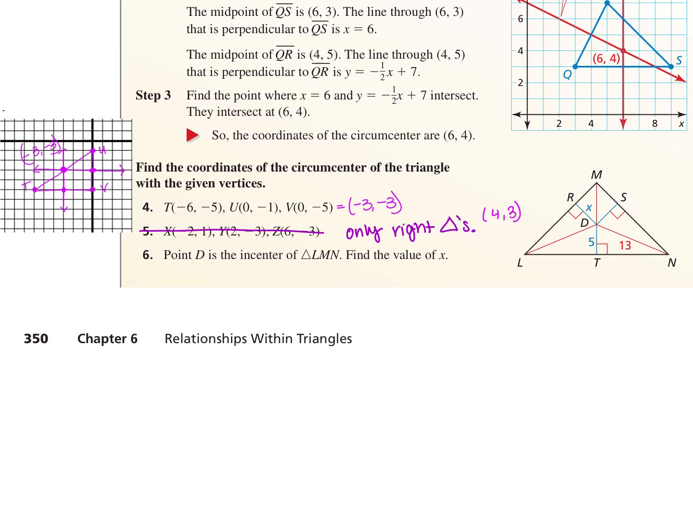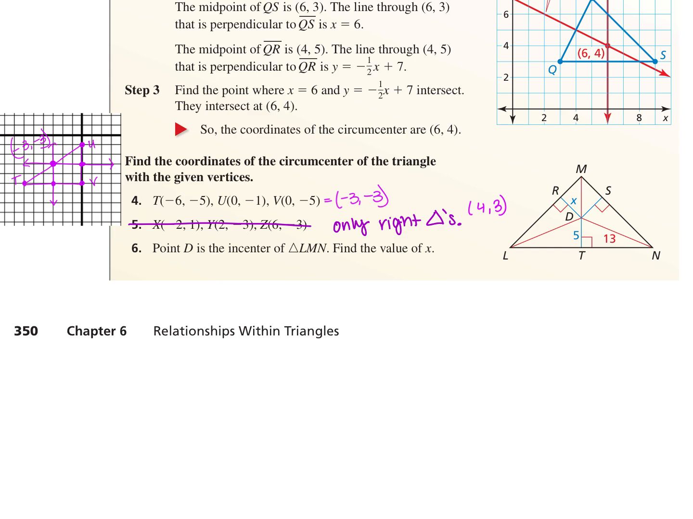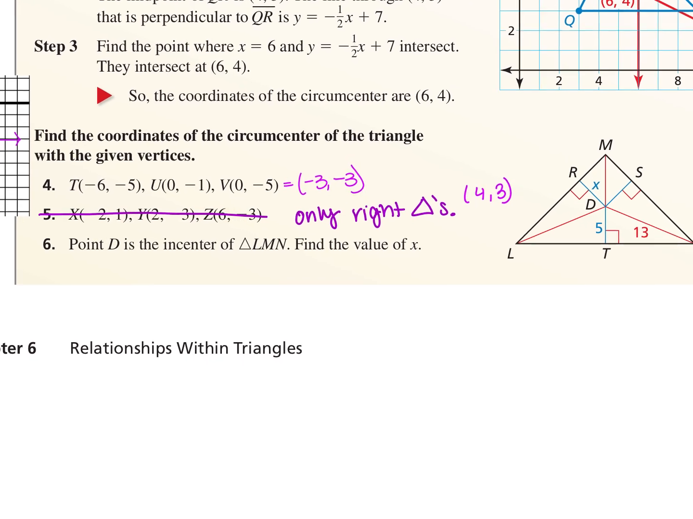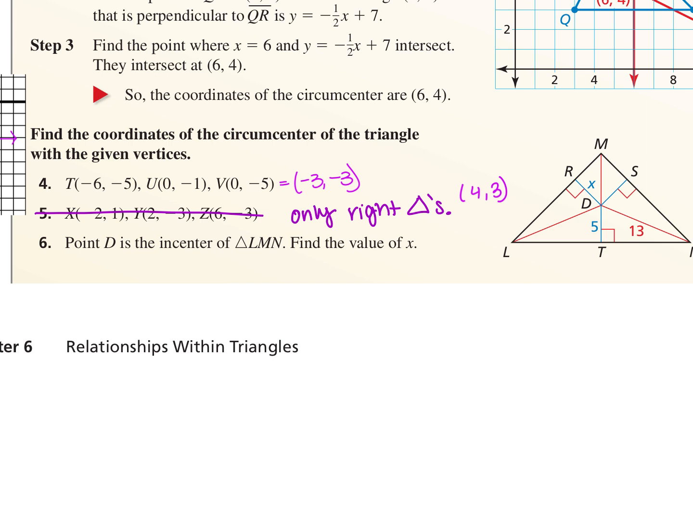And then looking at number 6, they're giving us a diagram. It says point D is the incenter of triangle LMN. Find the value of x. So what do we know about the incenter? We know that these segments right here are going to be congruent. They're all the same measure. So knowing that, x is going to equal 5. Hopefully that was a pretty easy one. Those segments are all equidistant from the center.